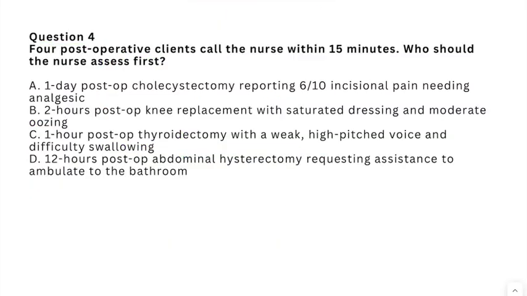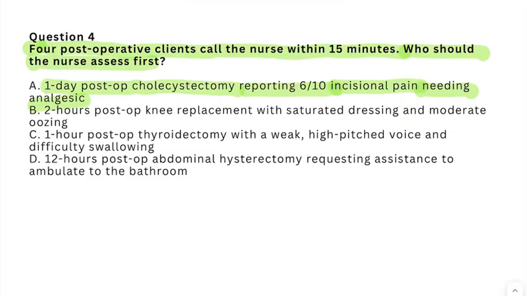Okay, so let's go to question number four. For post-operative clients, call the nurse within 15 minutes. Who should the nurse assess first? Let's look at the options. It says 1 day post-op cholecystectomy with a pain score of 6 over 10, incisional pain, needing analgesic.